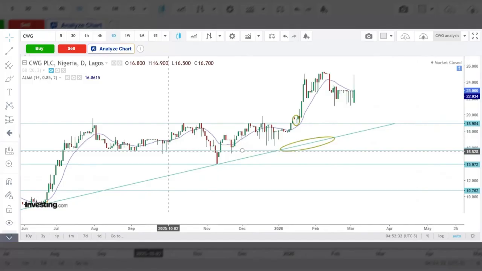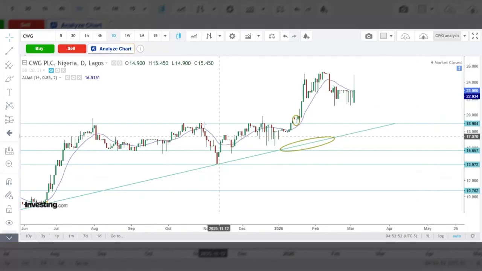Maybe if it went down to this extent, then you just exit and probably wait for another opportunity to enter the stock again. But since the stock has good earnings results, then investing in this stock will not make you break a sweat.